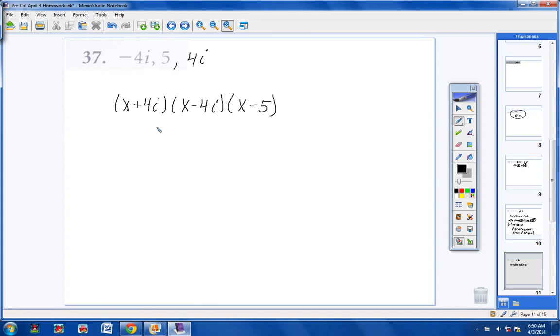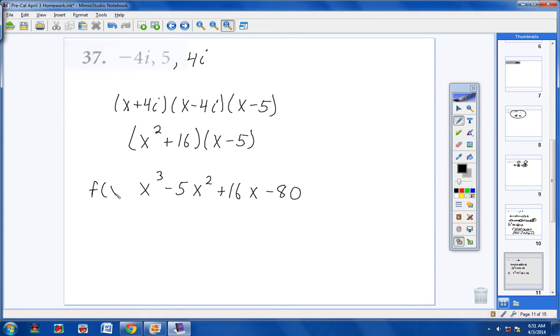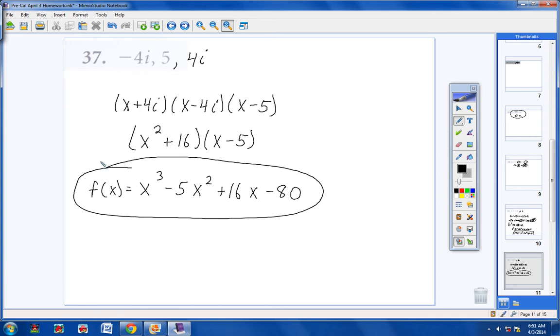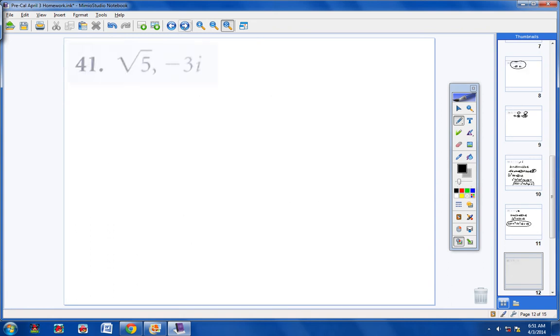Well, if you multiply your first two parentheses together, you will come up with x squared plus 16, and then you multiply x squared plus 16 times x minus 5, and you'll come up with x cubed minus 5x squared plus 16x minus 80. Okay, and so there's your polynomial function that has the given zeros. Let me check that real quick and make sure that is correct, and it looks like it is. Moving on to number 41.